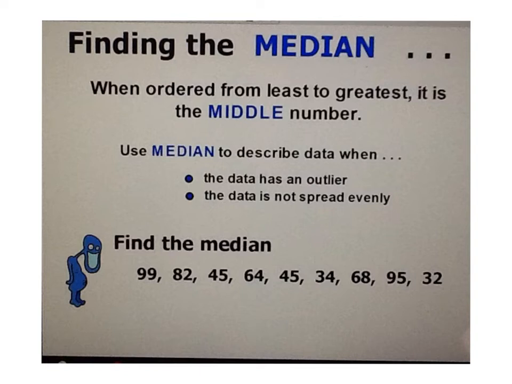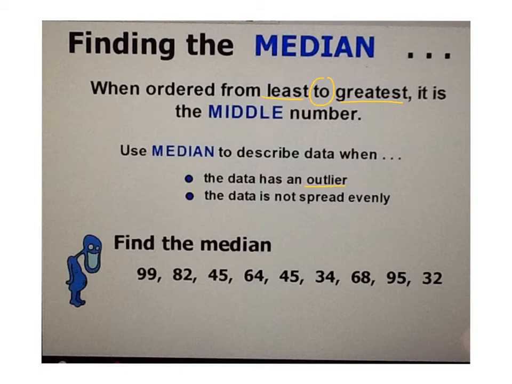Now it's time to work on finding the median. When ordered from least to greatest, that's very important. In finding the median, you have to list your data set in order from least to greatest. It is the middle number. Use the median to describe data when the data has an outlier.